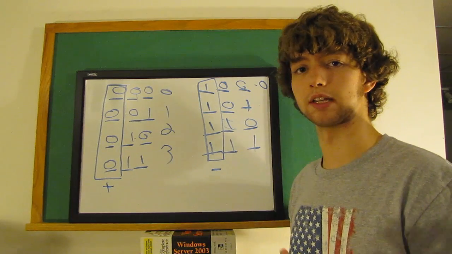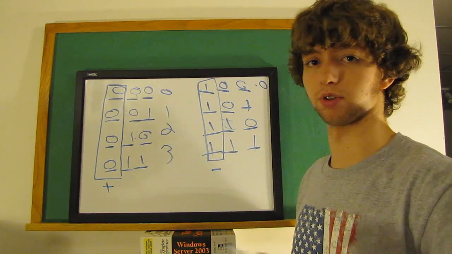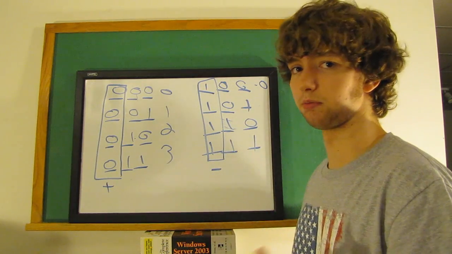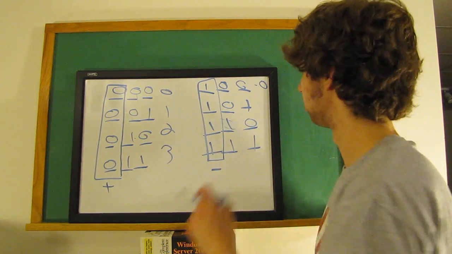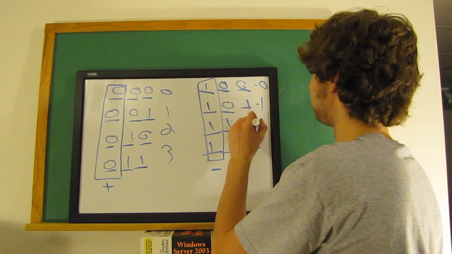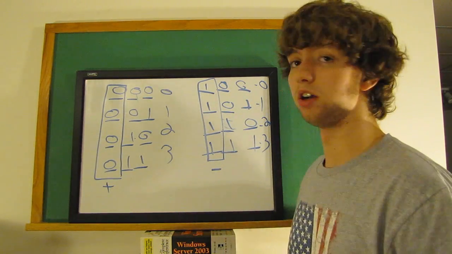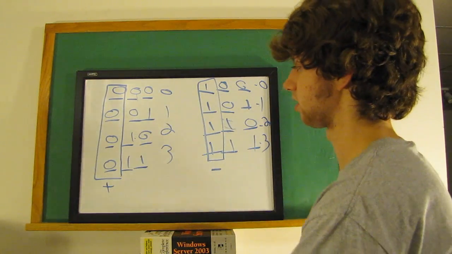You're going to need a more complex system, such as 2's complement, which I'm not getting into in this video, too complex, it would make this video way too long. This would be -1, -2, and -3. So that is a signed value. Unsigned values would make them all positive.